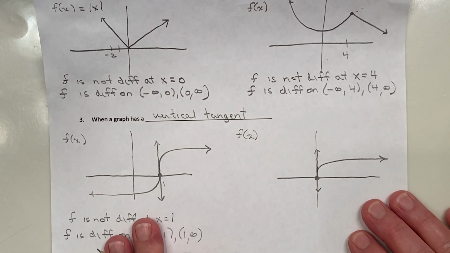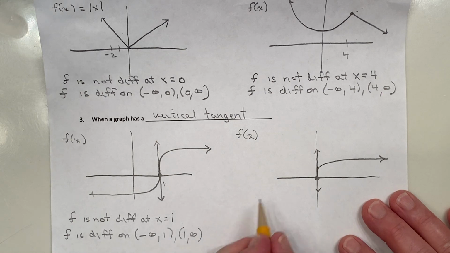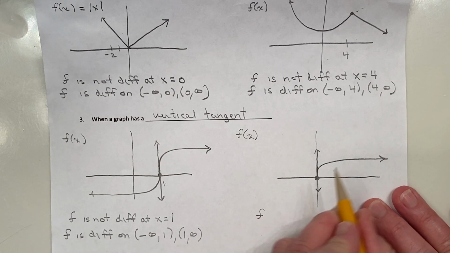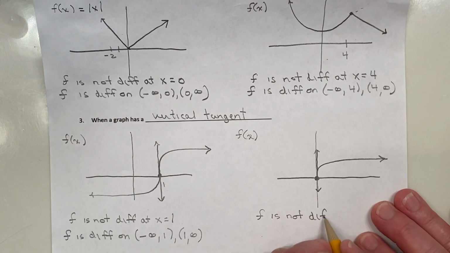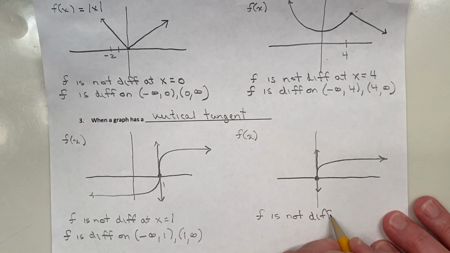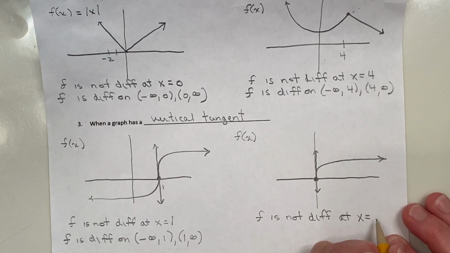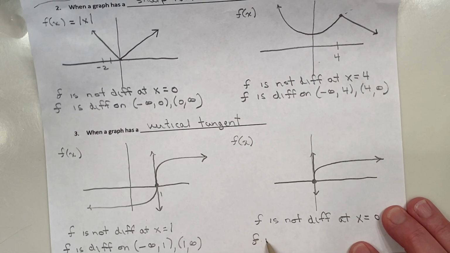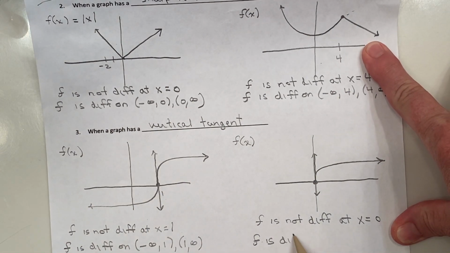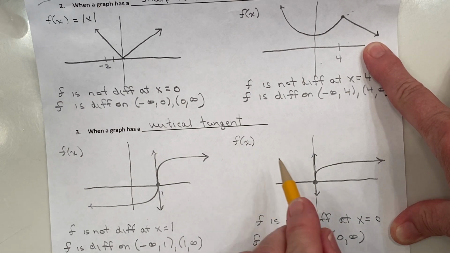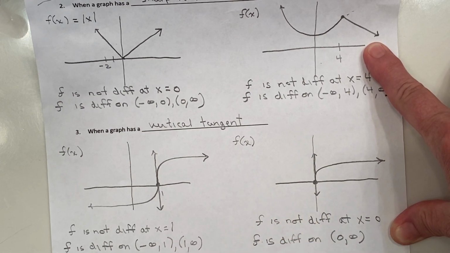Well, what kind of slope does a vertical line have? No slope or undefined. So for this graph, f is not differentiable at x equals 0. However, it is differentiable on all other points of its domain. So for this graph, I would just do 0 to infinity, since I don't have any part of the graph of the square root of x graph to the left of x equals 0 in this graph.